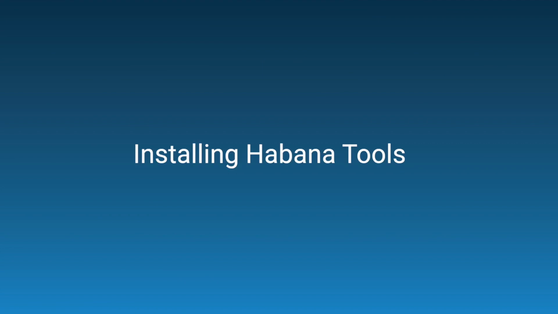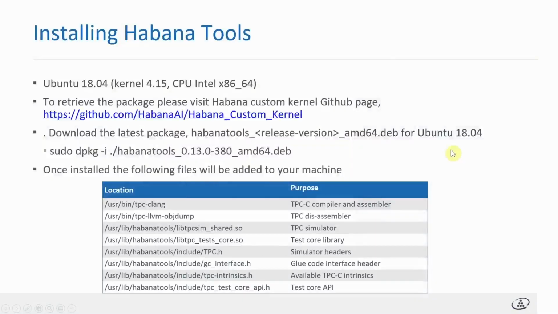So first things first, how to install the Habana tool. We have a tool called the Habana tool, which is the kernel creation tool. This tool will compile the TPC kernel code and build the custom kernel library, then run on the simulation to verify the correctness of the kernel.